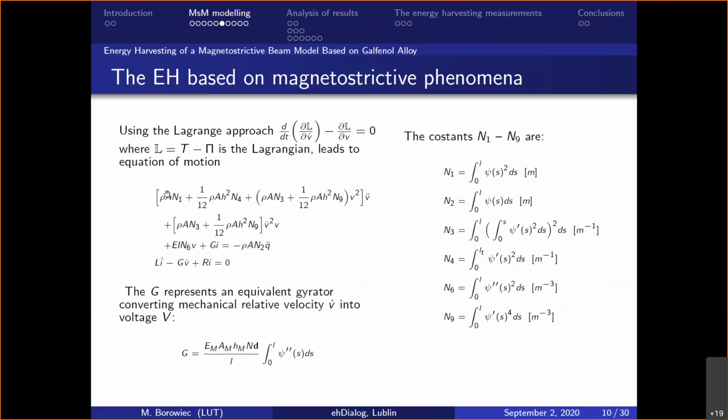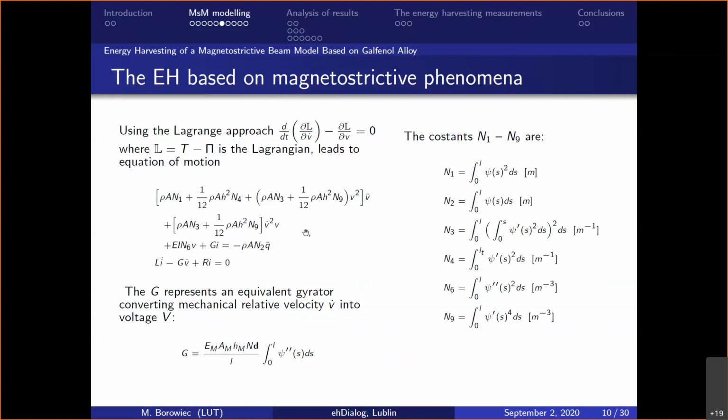And finally, we use the Lagrange approach to derive the differential equation of motion, and it is shown here. The first equation considers the mechanical differential equation of the beam motion. The second is the electrical equation, and both of them are connected by parameter g, which is called the equivalent gyrator, which converts the mechanical relative velocity of the point of the beam into the voltage V. So we can see g in the second equation, and in the first, where it is multiplied by current.